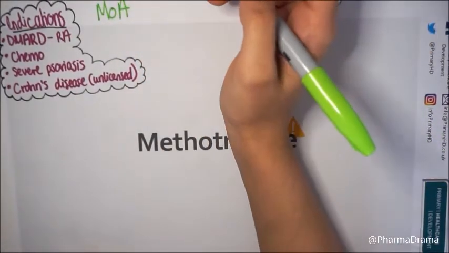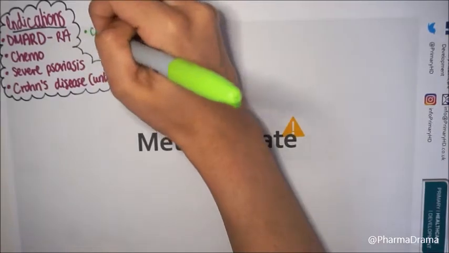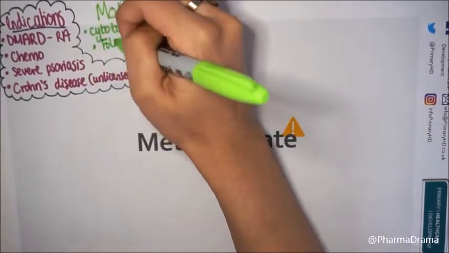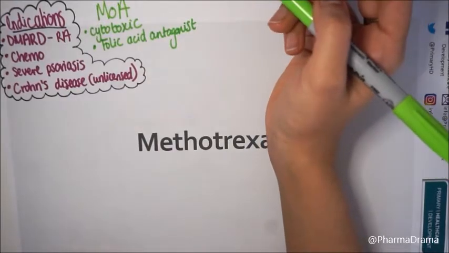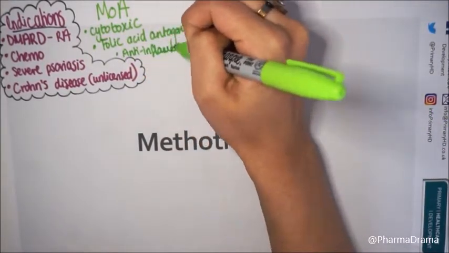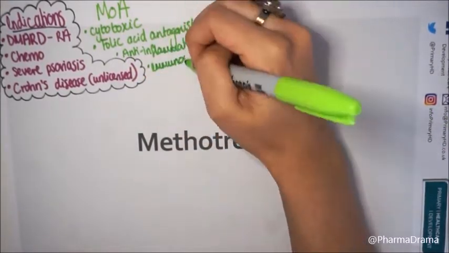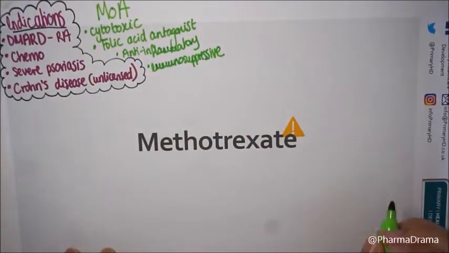In terms of how it works, it's classified as an anti-metabolite cytotoxic agent. It's a folate acid antagonist which prevents cellular replication, so that's how it works in cancer. And it also has anti-inflammatory and immunosuppressive effects by inhibiting TNF-alpha and interleukin 8.